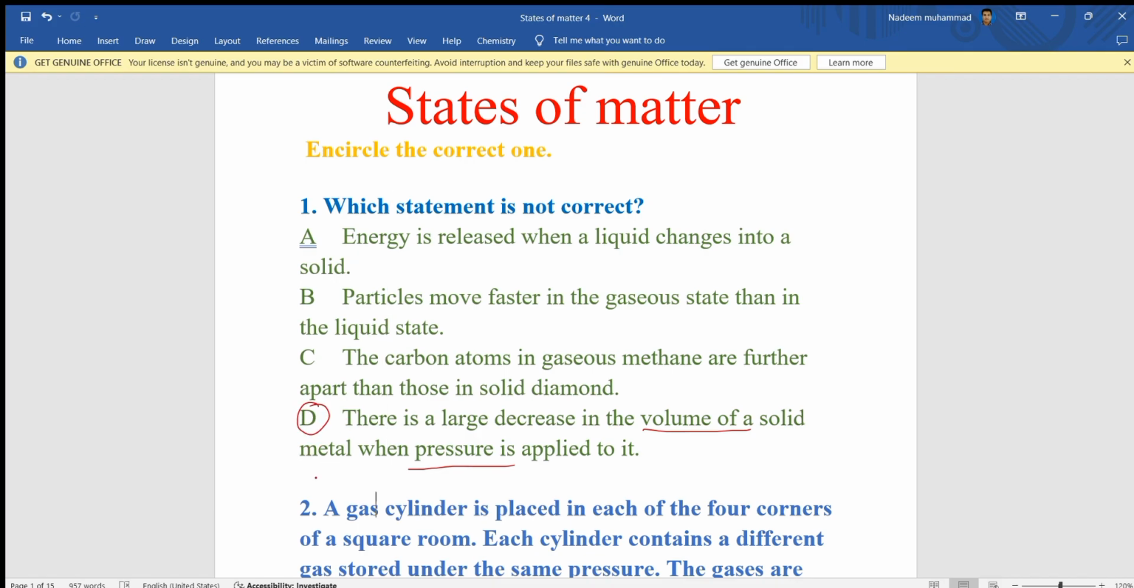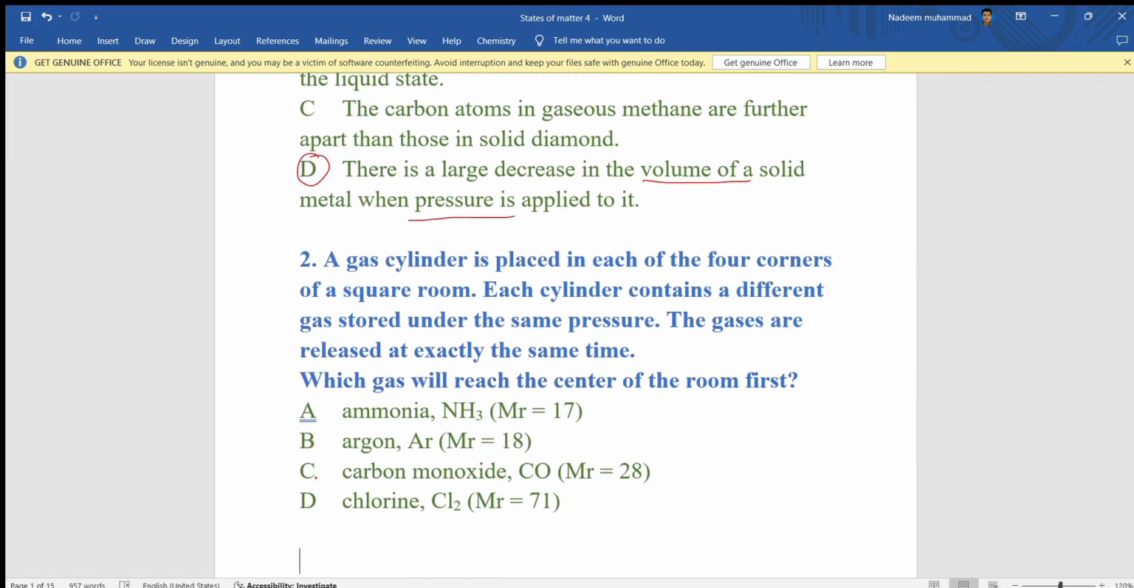A gas cylinder is placed in each of the four corners of a square room. Each cylinder contains a different gas stored under same pressure. The gases are released at exactly the same time. Which gas will reach the center of the room first? So it depends on the rate of diffusion, and rate of diffusion depends on the molecular masses. So a gas with lowest molecular mass will have highest rate of diffusion. Out of these gases, ammonia is the one having least molecular mass.